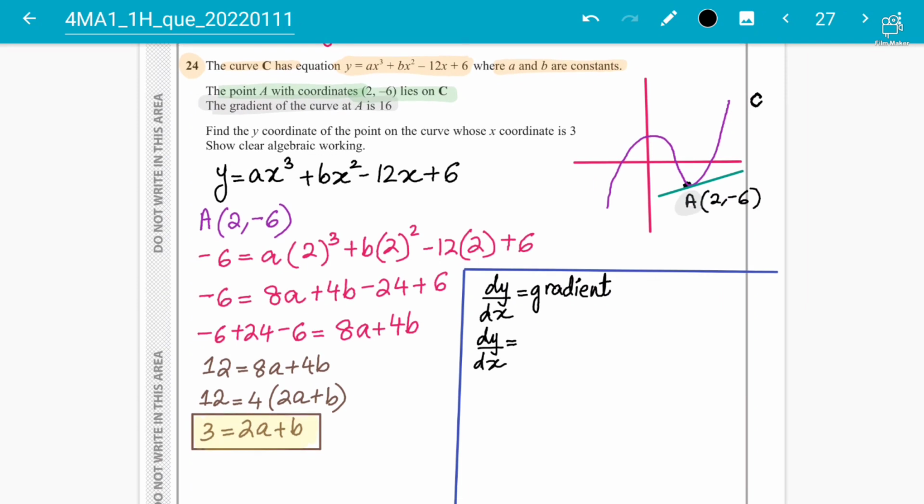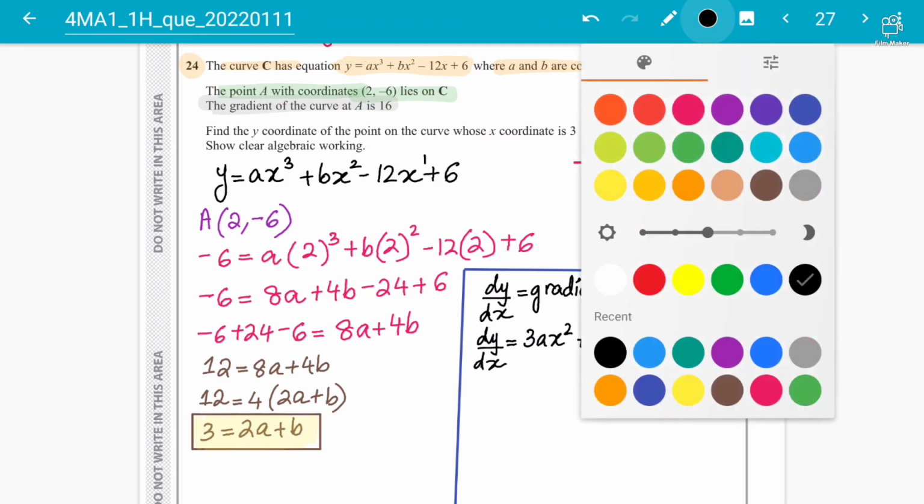So it will be the differentiation of this equation. As you know, the power multiplies with the coefficient and you subtract 1 from the power, so 3ax squared. Then b multiplies with the power, so 2bx, and then minus 12. 12x, x to the power 1 times 12, and then the constant differentiates to 0. Make sure you understand the simple concept of differentiation, or visit my other videos on differentiation. The power multiplies with the coefficient, then you subtract 1 from the power, and the differentiation of a constant is always 0, so tell the examiner that as well.